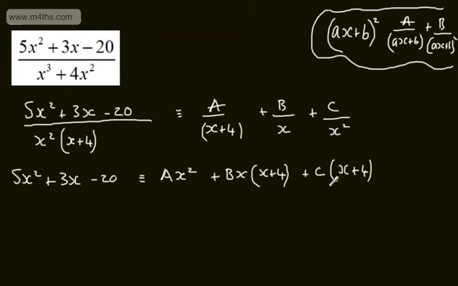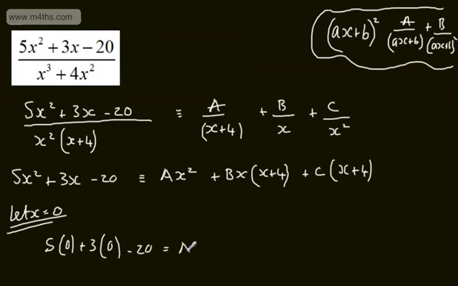Now at this stage, I've got a choice. I'm going to go for the substitution. And what I'm going to do is let x first be equal to 0. So if x is equal to 0, left hand side, 5 lots of 0, plus 3 lots of 0, minus 20. Right hand side, we're going to have a lots of 0, plus b lots of 0. As soon as 0 goes in here, the whole bracket will become 0. Plus now c, and we're going to have 0 plus 4, which is 4.